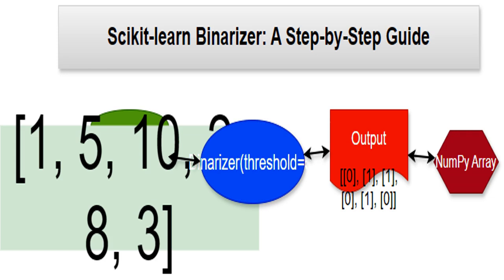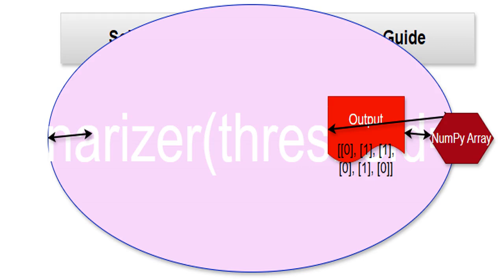Let's see what happens. This line shows that we are using the scikit-learn binarizer function, setting the threshold parameter to 5. The threshold determines the cutoff point. Numbers equal to or above 5 will be changed to 1, and those below will become 0. Think of it like a gate. Anything above or at 5 passes through, becomes 1. And anything below gets stopped, becomes 0.